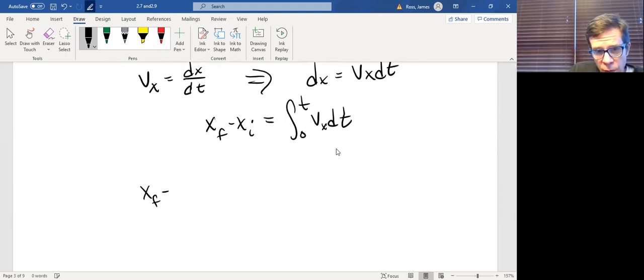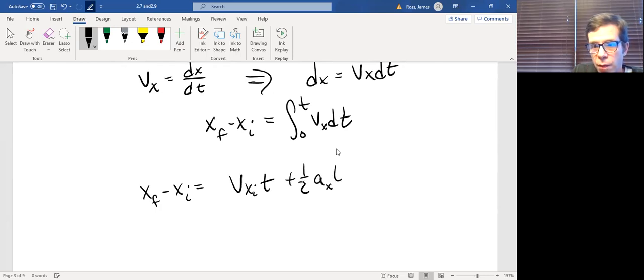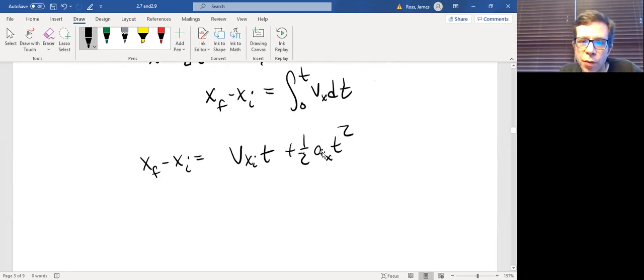That's going to give us x final minus x initial equal to v_x initial t plus 1/2 a t squared. Have I made this too simplified? I think it's okay. I guess I did leave out one step in my notes here. Which recovers our position equation, right?